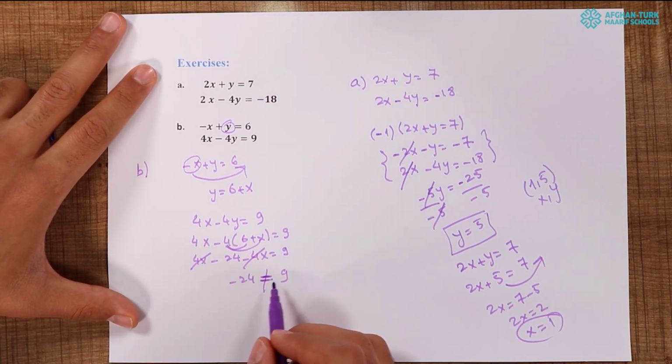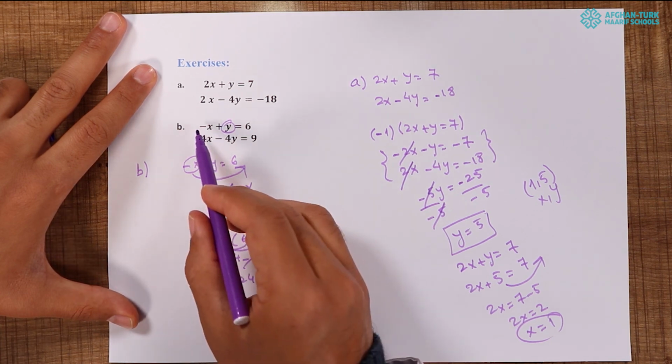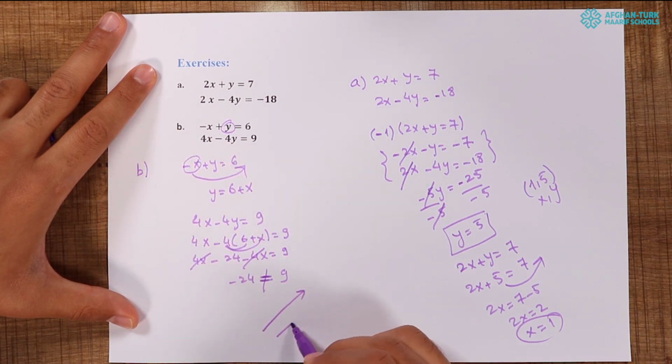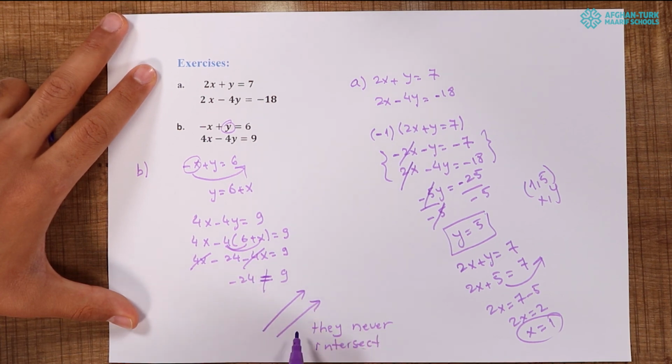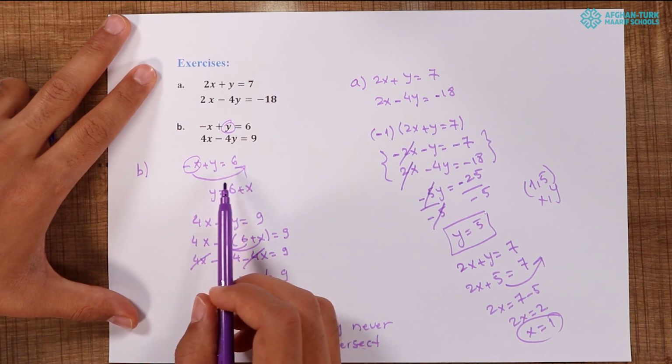So our linear system doesn't have any solution. It means if you draw the graph of these two lines, they are parallel to each other. They never intersect. So it doesn't have any solution, but I showed you the method of what? Substitution.